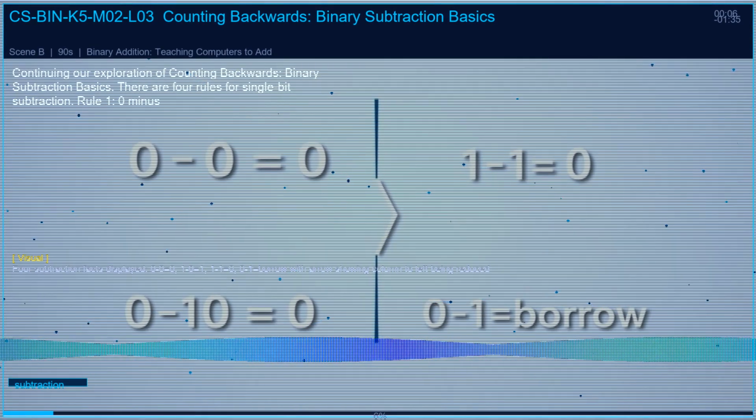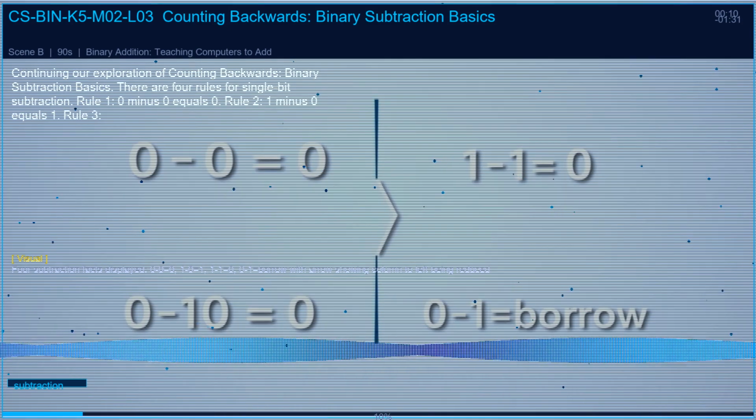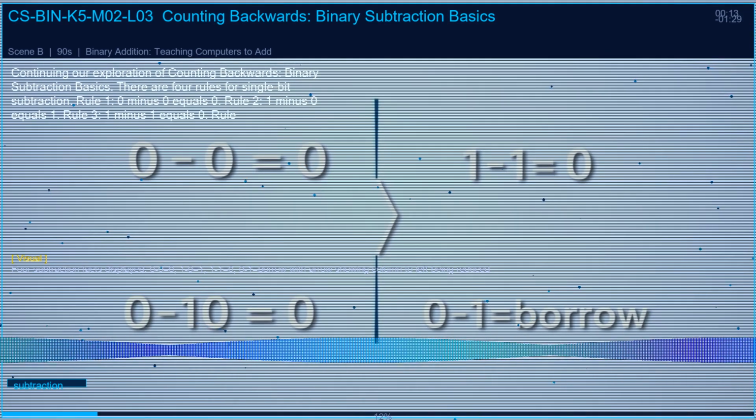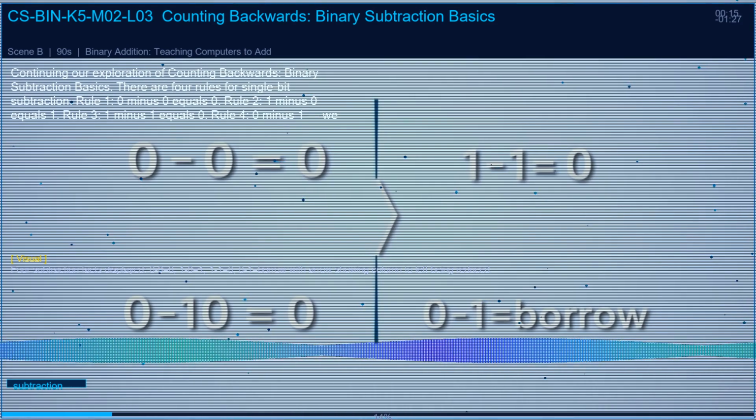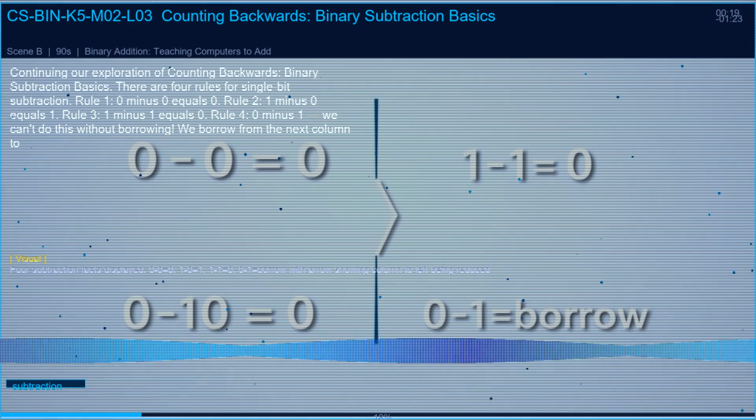There are 4 rules for single bit subtraction. Rule 1, 0 minus 0 equals 0. Rule 2, 1 minus 0 equals 1. Rule 3, 1 minus 1 equals 0.